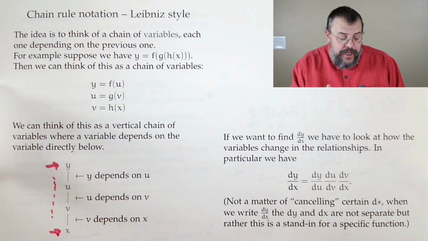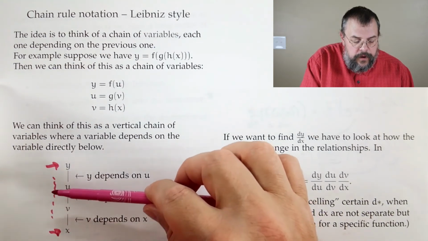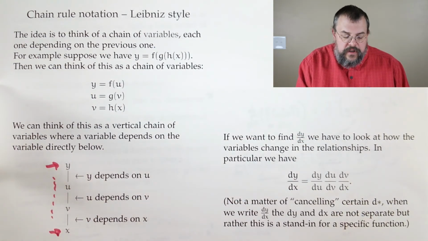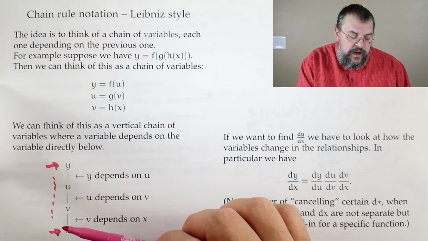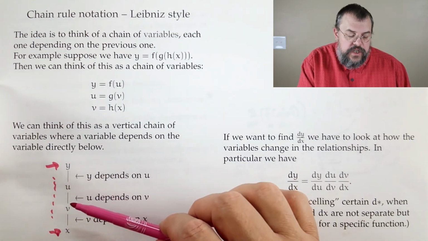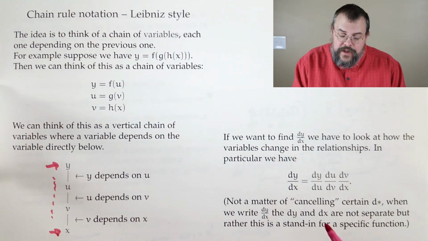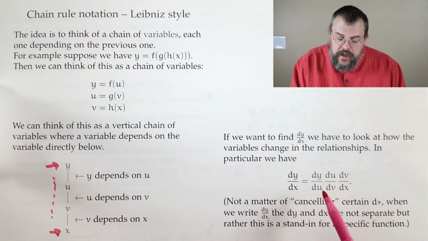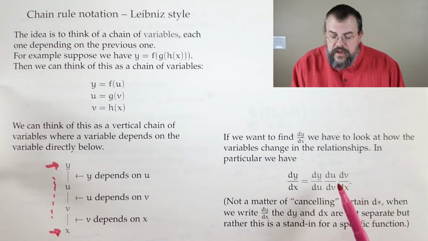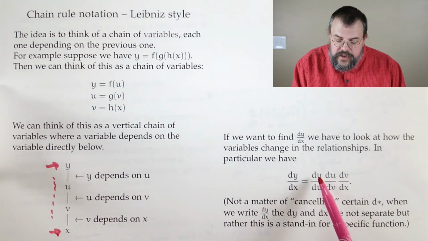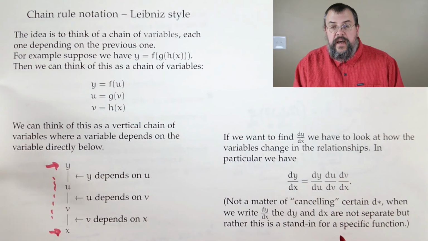All right, well, we've got to think about it. How do we get from x up to y? The answer is we have to work our way up one level at a time. x affects how v changes, then how v changes affects how u changes, and how u changes affects how y changes. So if I want to know dy dx, I can say it's the product of dy du, du dv, dv dx. So how much does y change with respect to u? How much does u change with respect to v? How much does v change with respect to x?